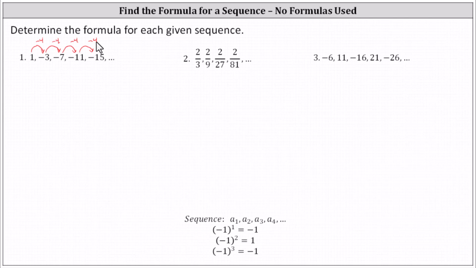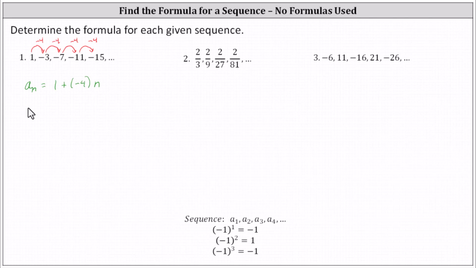Recall repeated addition can be expressed using multiplication. And therefore we might be thinking a possible formula might be a sub n equals the first term of 1 plus multiple negative 4s, or plus negative 4 times n. But right away we should recognize this won't work.